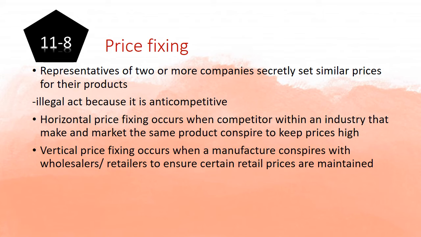Price fixing. Representatives of two or more companies secretly set similar price for their product. This is an illegal act because it is anti-competitive. Horizontal price fixing occurs when competitors within an industry that make and market the same product conspire to keep price high. Vertical price fixing occurs when a manufacturer conspires with wholesalers or retailers to ensure certain retail prices are maintained.